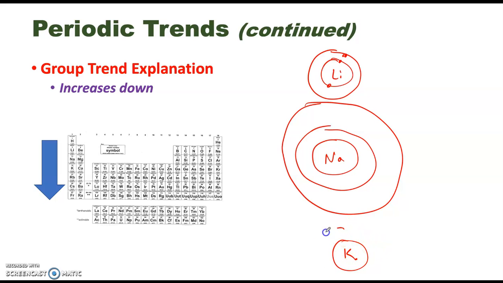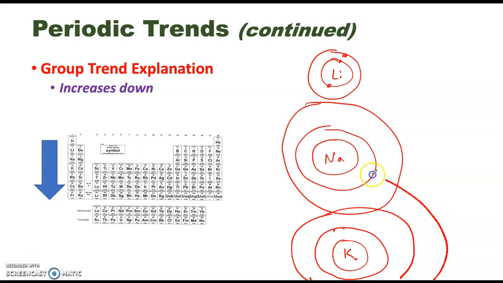First 2 electrons go on the first ring. Then you've got 8 electrons here. And then you've got another 8 electrons here. And then the last electron has to go on the 4th energy level. And you can see why potassium gets even bigger than sodium, because as you're adding layers, as you're adding energy levels, they get bigger. That's a pretty easy one for people to understand. It's intuitive, it makes sense.